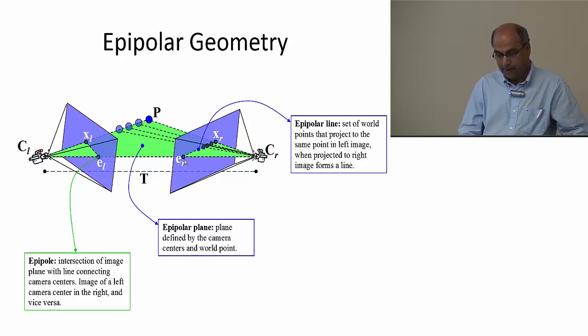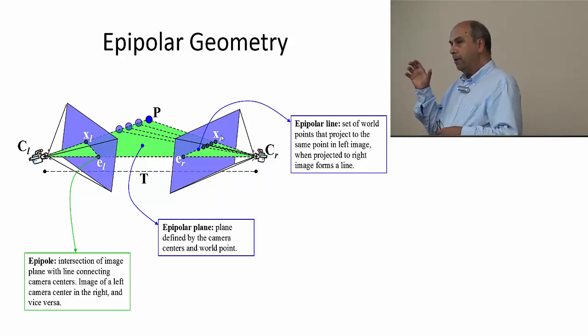The next thing is called the epipolar plane. This is a plane which is formed from this point to this camera center and this camera center. This whole plane is called the epipolar plane. So these are the important concepts.